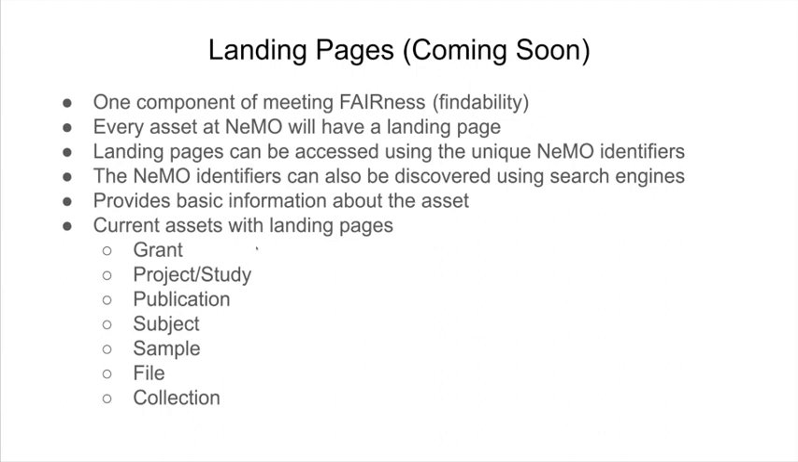So currently we have landing pages for these individual assets that we track within NeMO. We track a grant, and within a grant you could have different projects or studies. There could be a publication that ensues from that, and that's also tracked independently. And then we have subject, sample, file, and collection. These are all the entities within NeMO that are tracked and that you can pull some information about. In the next few pages, I'm going to give you a couple of examples of what those landing pages look like.